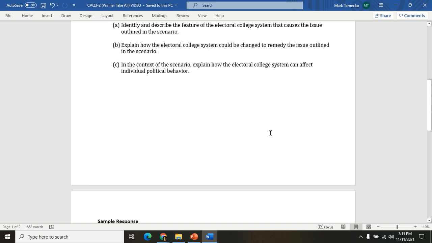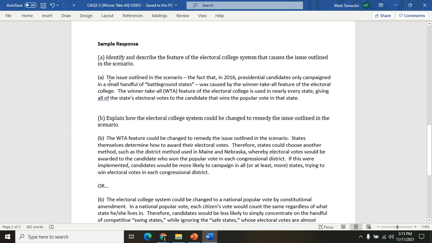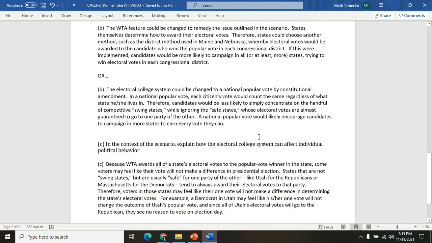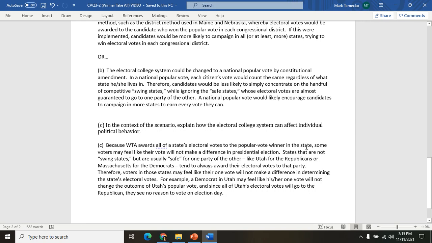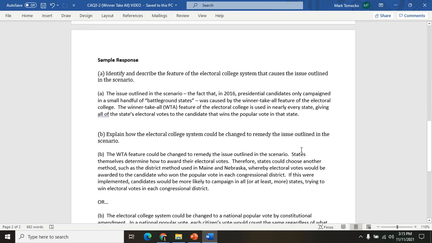Now, I will share this sample with you, but I'll show you here very quickly. Notice that in each part, several sentences, bordering on a paragraph, is required to earn the point. It's never a very simple answer and concept application. You're showing that you have a good grasp of government and how it works.